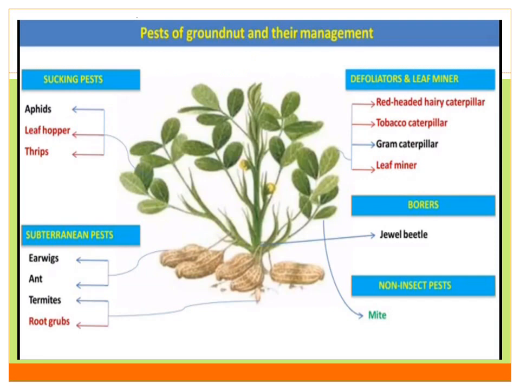This photo shows the pests of peanut and the types of the pests, like the sucking pests: the aphids, leafhopper, and thrips; the defoliators or leaf miner; the borers; and the subterranean pests like the earwigs, ants, termites, and root grubs. Also other non-insect pests like mites.